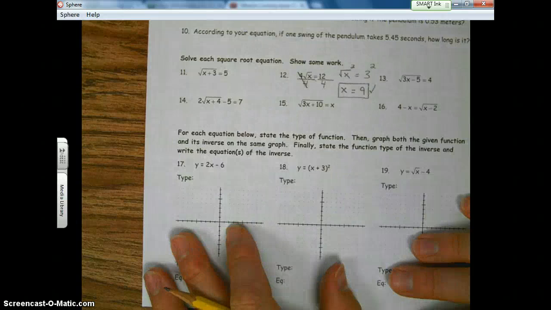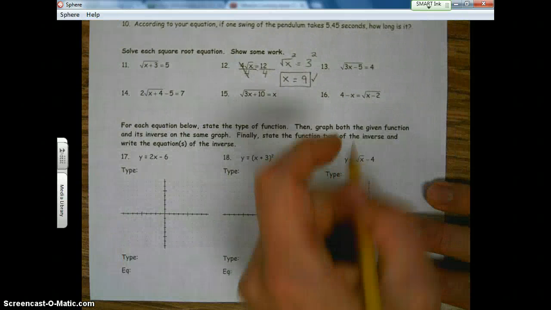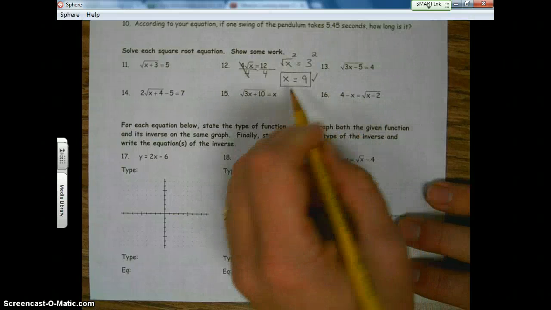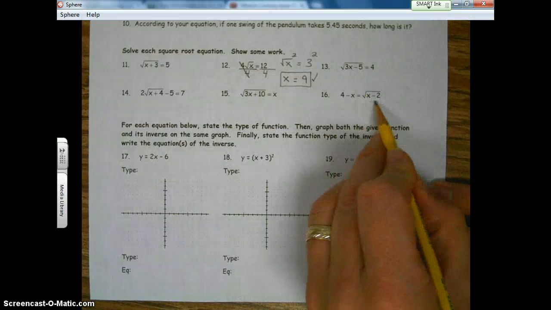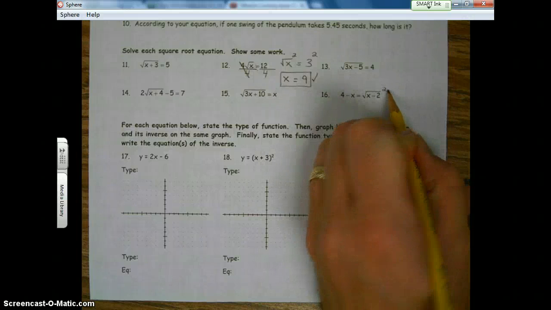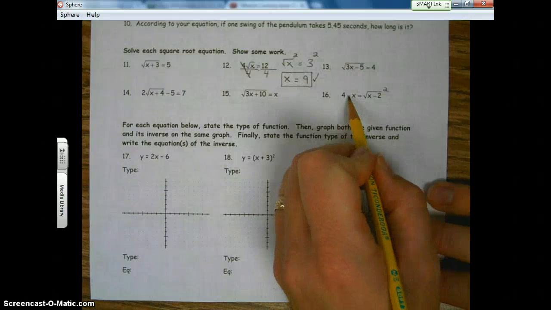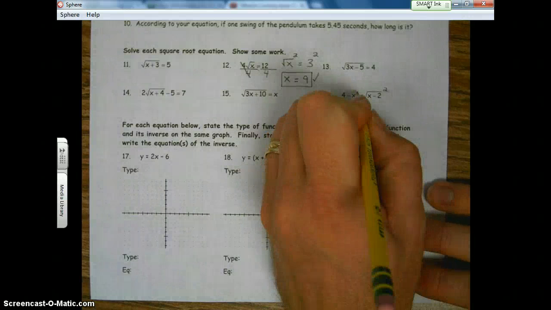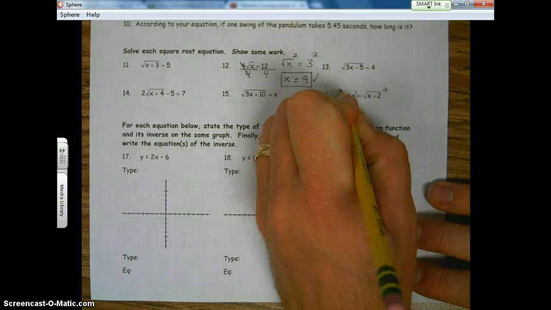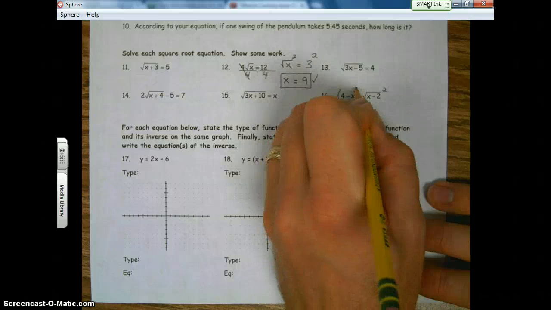Okay, let's take a look at number 16. Well, the radical is by itself, so I'm going to go ahead and square it. So I'm going to square both sides. This is a group. Remember, the minus makes it a group, so I'm going to put a grouping symbol on it, because I'm going to take this group here and I'm going to square it.